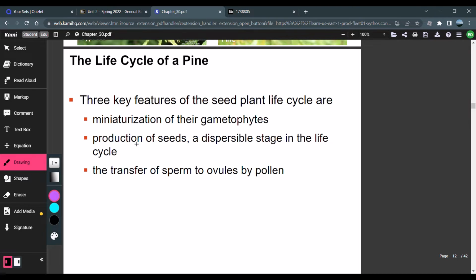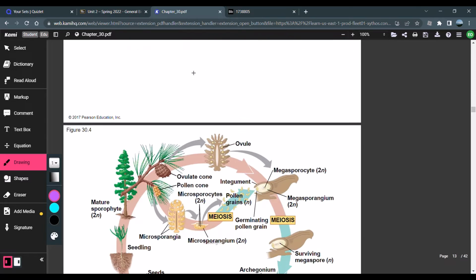There are three key features of a seed plant life cycle: the miniaturization of their gametophytes, production of seeds, and the transfer of sperm to ovules by pollen. So those are the three key features.